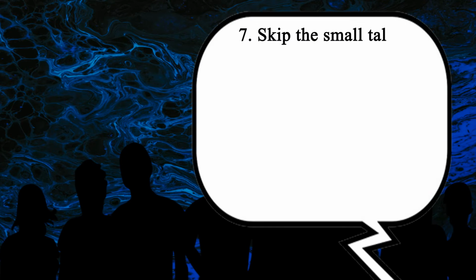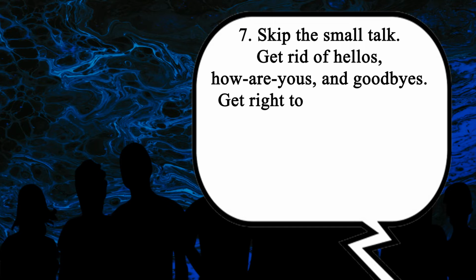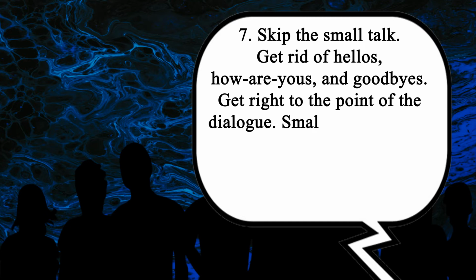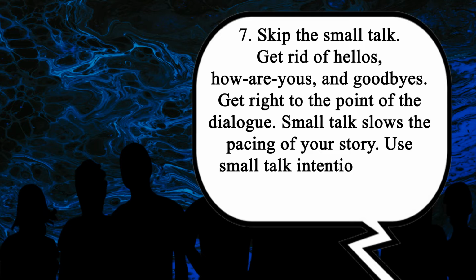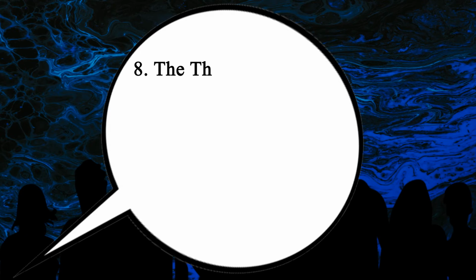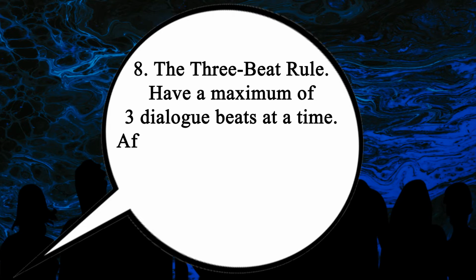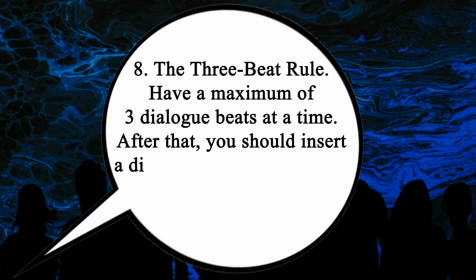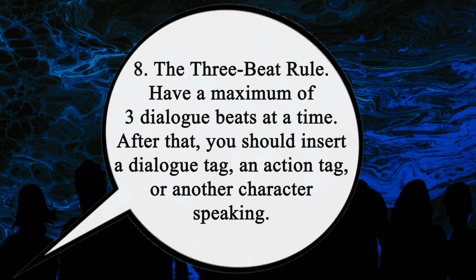7. Skip the small talk. Get rid of hellos, how are yous, and goodbyes. Get right to the point of the dialogue. Small talk slows the pacing of your story. Use small talk intentionally, for example, if a character is stalling. 8. The 3-beat rule. Have a maximum of 3 dialogue beats at a time. After that, you should insert a dialogue tag, an action tag, or another character speaking.